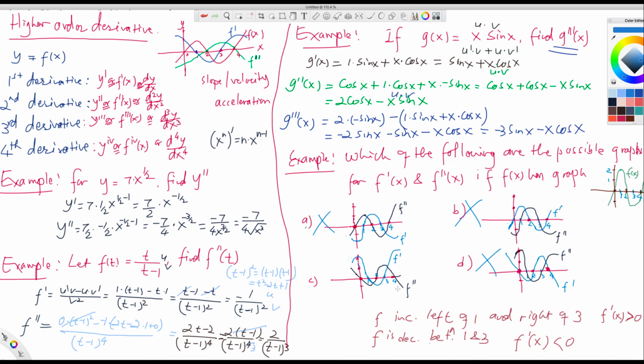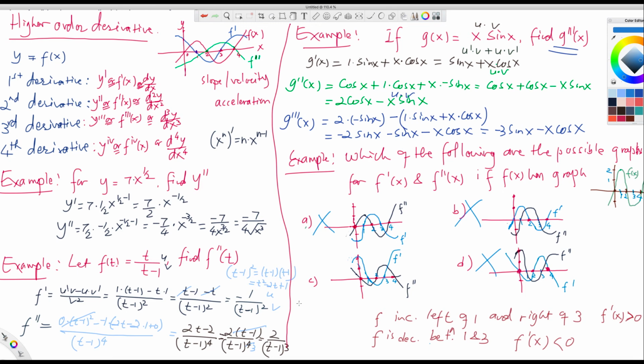For f double prime, look at this. F prime is increasing left of 0. So f prime increasing left of 0 means the derivative of f prime, f double prime, must be positive. Yes, that is right. Between 0 and 2, f prime is decreasing, so its derivative must be below the x-axis. This derivative must be negative, right?